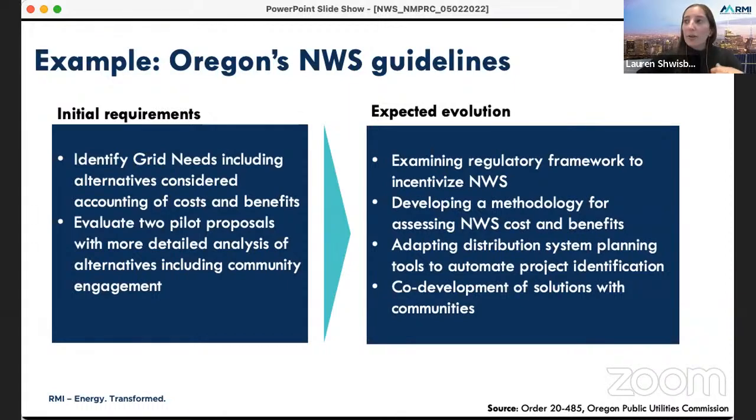So they lay out as well how they expect the process to evolve over time, including establishing a cost benefit analysis, re-examining regulatory incentives, building this capability into their distribution system planning software and tools, and making co-development of solutions with communities a really significant priority and part of future projects.